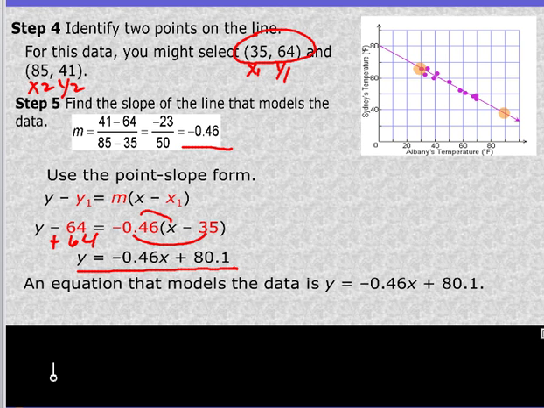And this is really useful. Now if I want to find out what Sydney's temperature would be if Albany's temperature is 10 degrees, right here I can guess it's going to be about 76 degrees. So now I can make predictions for any data item, any temperature that I would like.